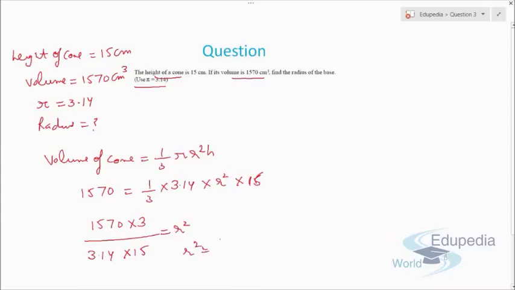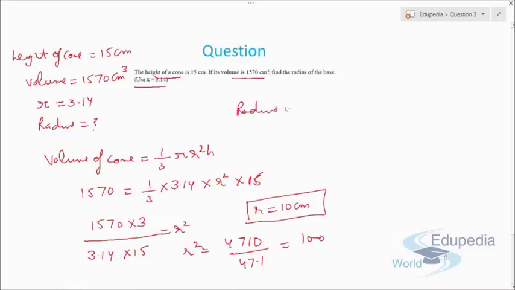So r square will come out to be, first we need to do 1570 times 3, so this will come out to be 4710 upon 3.14 times 15, so this will come out to be 47.1. So when you divide this, this will come out to be 100, so r will be 10 centimeters. So we can say that the radius of the base is 10 centimeters. So this is how we can use the concept of volume of the cone to find either radius, slant height, or the height of the cone.